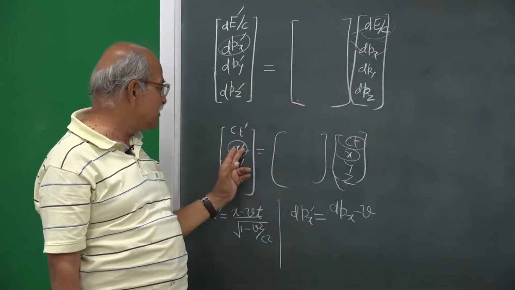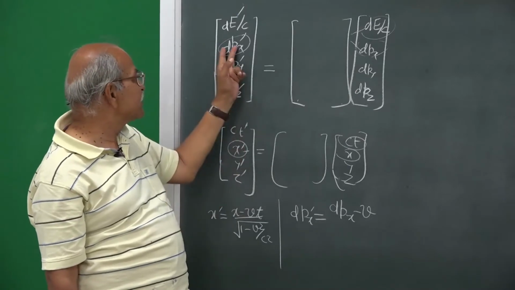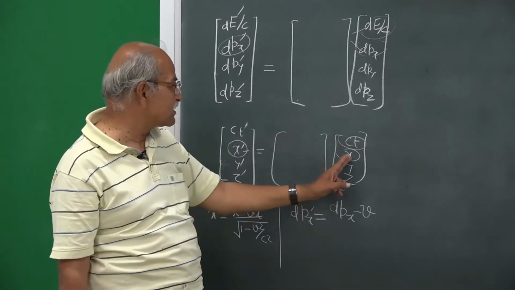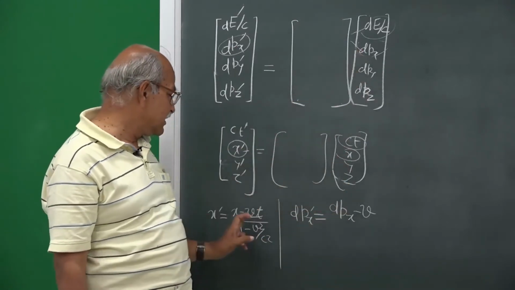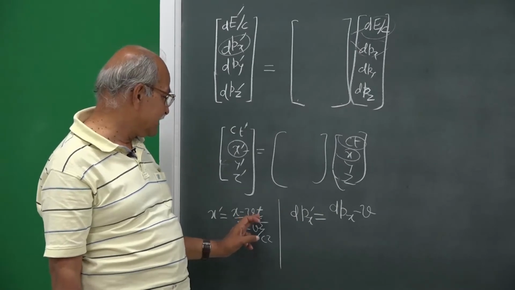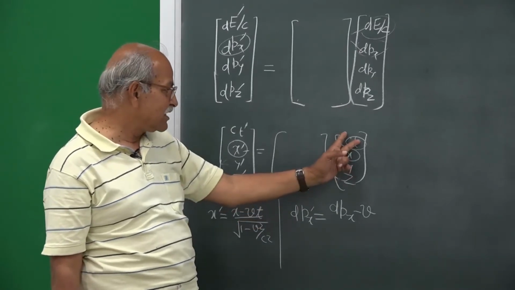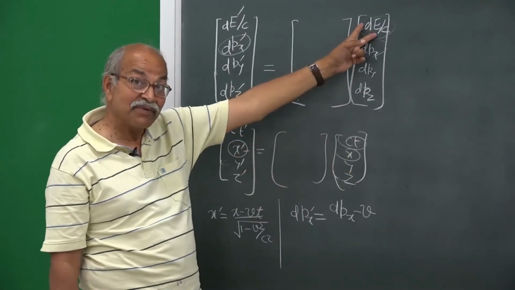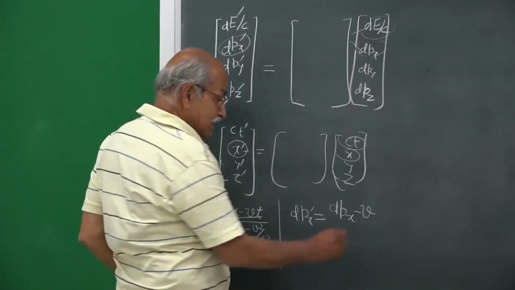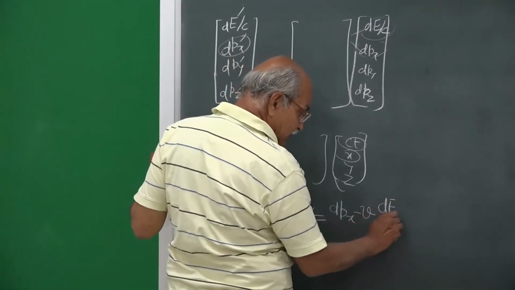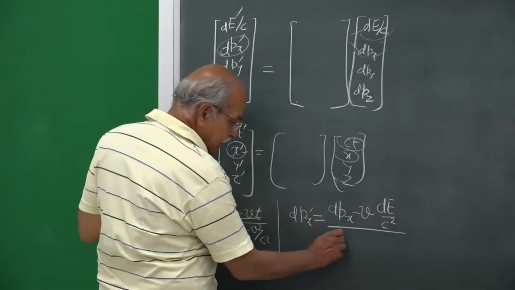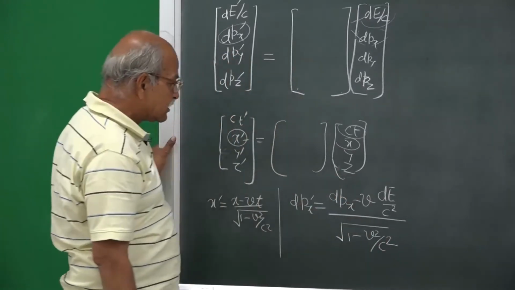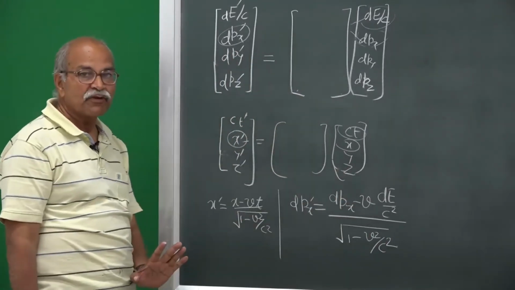Here it was x prime equal to, so I am taking dpx prime equal to, then it was x minus, so I am taking dpx minus v, then t, this t is Ct divided by C. So similarly here it will be dE by C divided by C, so dE by C square, and then the denominator will be 1 minus v square by c square. So that is how dpx prime will transform.